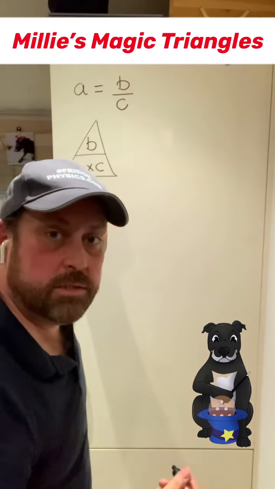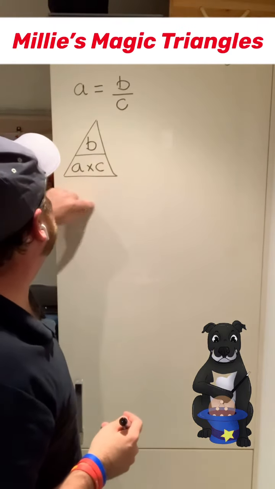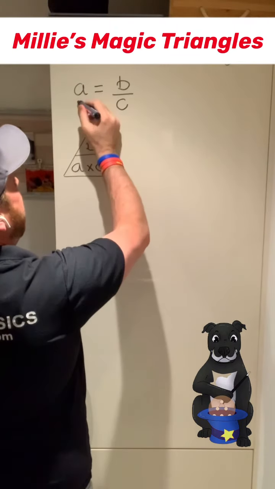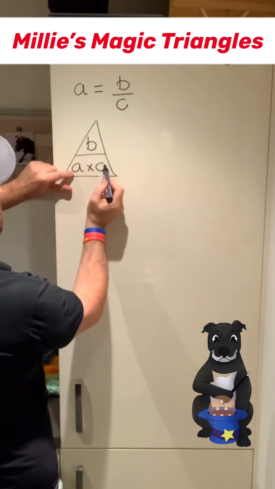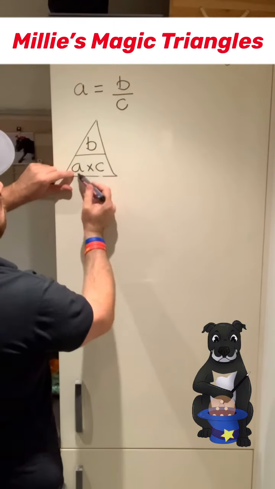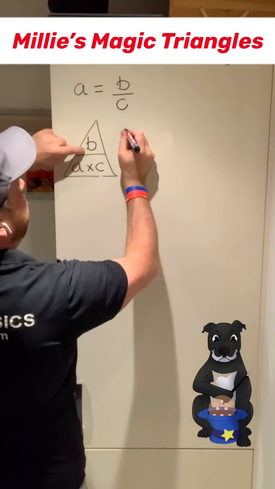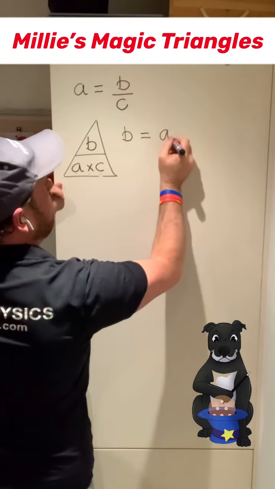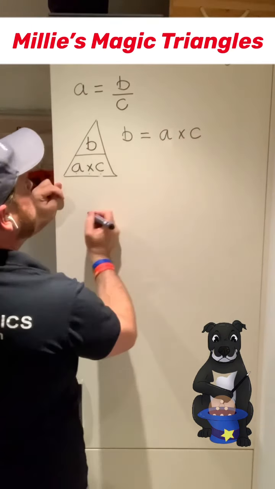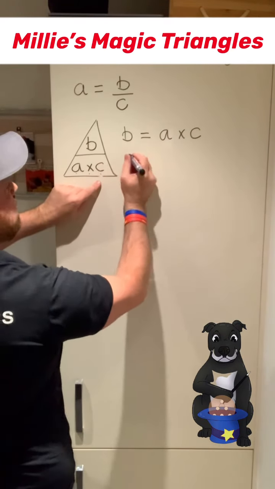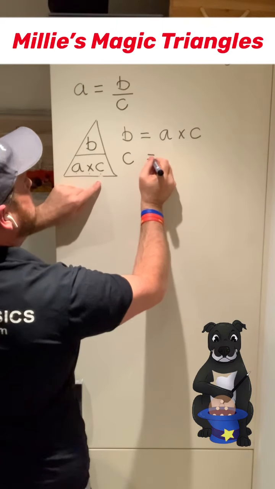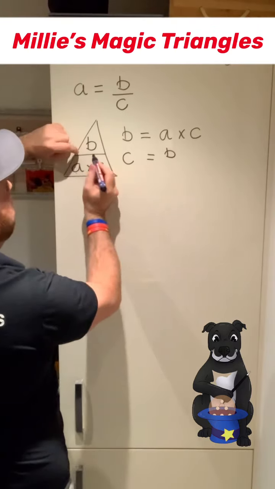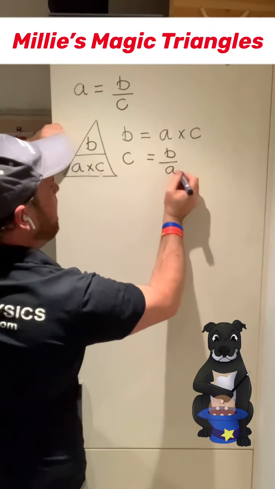If you now wanted to work out what equations you could use from this: if you wanted to calculate A, A is B divided by C. That's what we have here. What if you wanted to calculate B? B would equal A times C. And if you wanted to finally calculate C, C would equal B, and there's my divide line, divided by A.